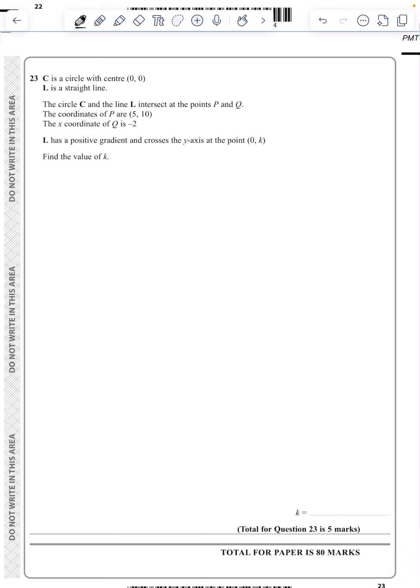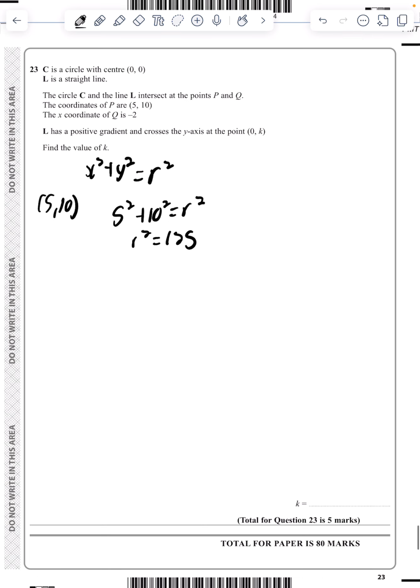Okay, so equation of circle centered at 0, 0: x squared plus y squared equals r squared. It gives you the coordinates, so I'll just sub in the values. For 5, 10, it'll give me the gradient. So r squared is 125.